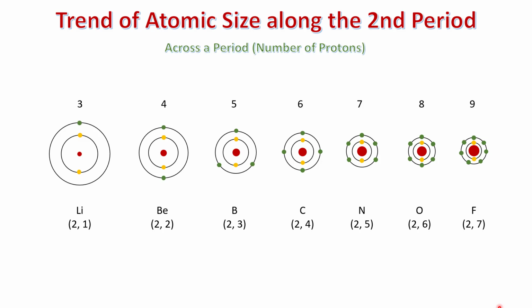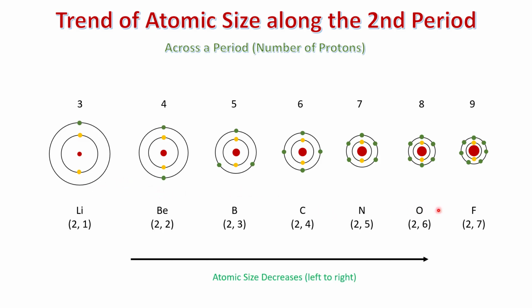So we can make a conclusion that elements on the very right side of the periodic table have smaller size as compared to elements on the left side. You can observe that lithium is larger in size, and when you are moving from left to right, size gradually decreases till fluorine.